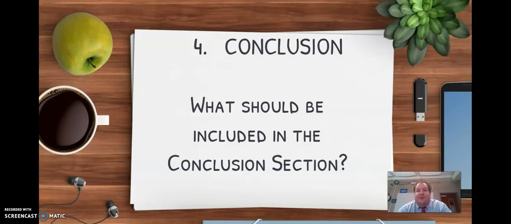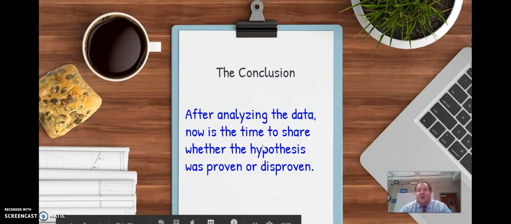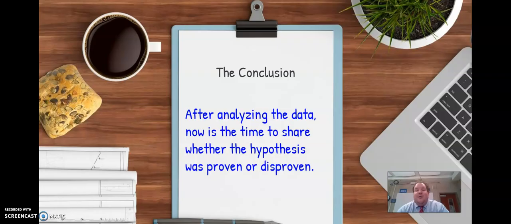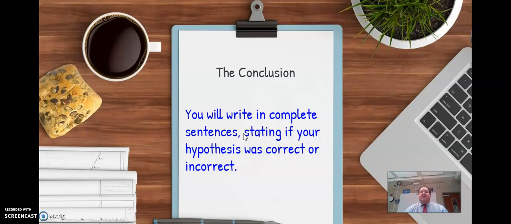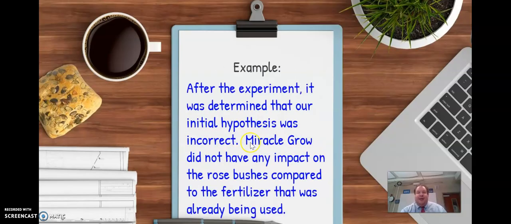Also, we have the fourth section of our lab report, the conclusion. Super important because this is where it all comes down to it. After analyzing the data, now's the time to share whether the hypothesis was proven or disproven. You're going to write this in complete sentences, and this is where you're going to say whether your hypothesis was correct or incorrect. Here's an example: After the experiment, it was determined that our initial hypothesis was incorrect. Miracle-Gro did not have any impact on the rose bushes compared to the fertilizer that was already being used.